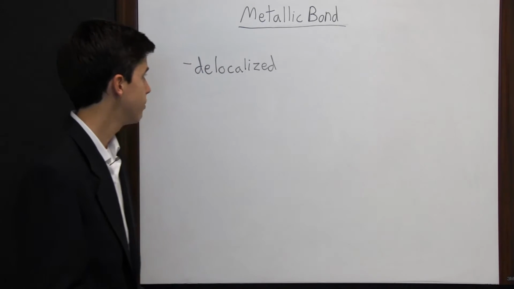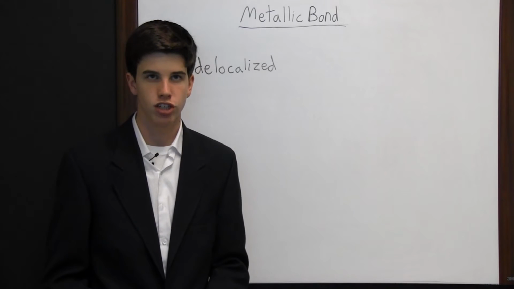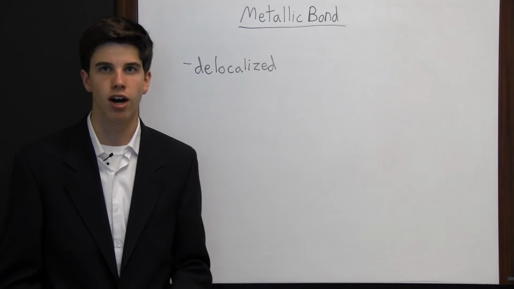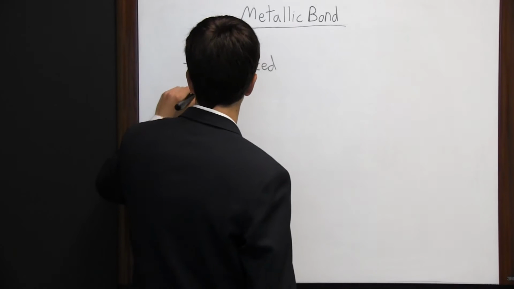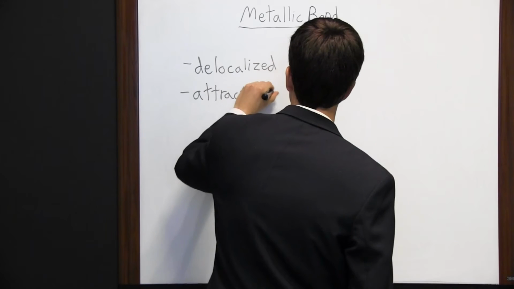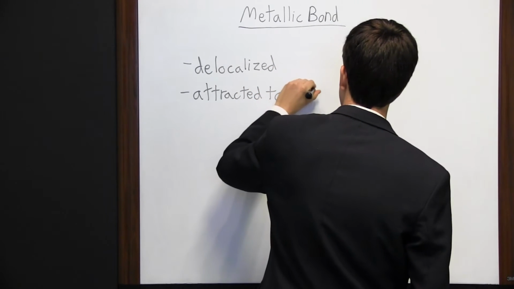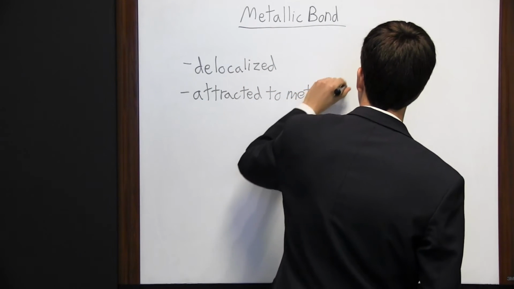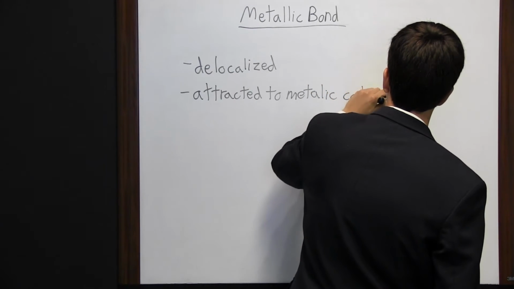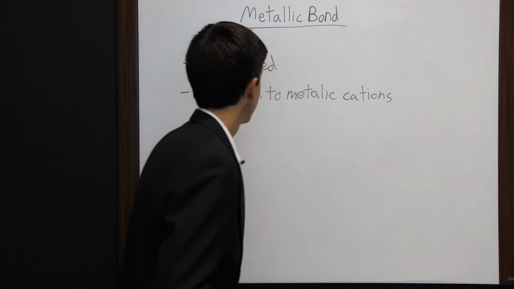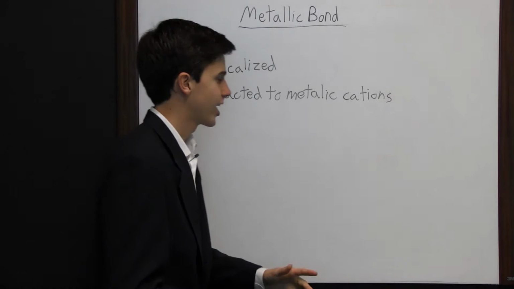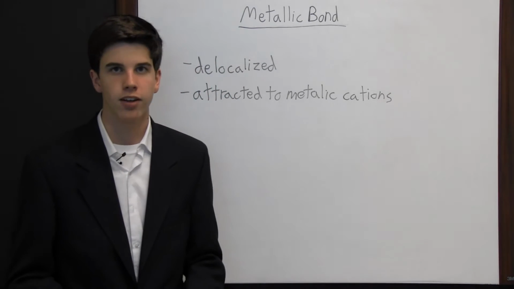All right, so in addition to being delocalized, valence electrons are attracted to metal cations, and that's what creates the metallic bond. So I'm going to write up here on the board, attracted to metal cations. So I hope you're tracking with me. Remember, valence electrons are delocalized. They're attracted to metal cations, creating metallic bonds.